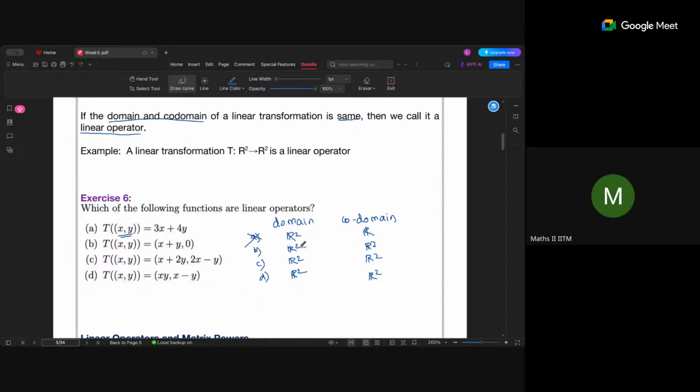What about option B? Is this a linear operator? Yes, ma'am. Option C? It's a linear operator. Option D? It is also. There is a check. Any linear transformation, if you remember, should be of the form (alpha 1 x plus beta 1 y, alpha 2 x plus beta 2 y). Is this a linear transformation?